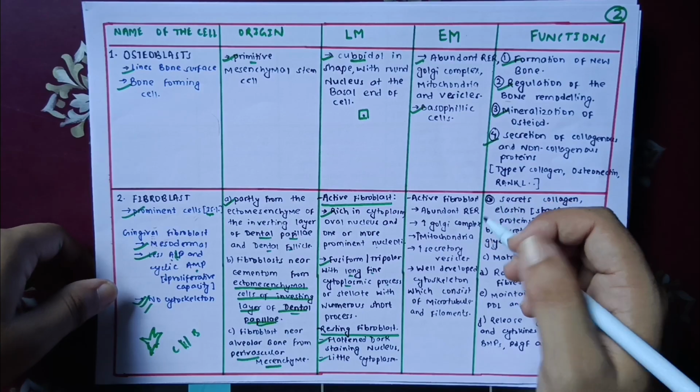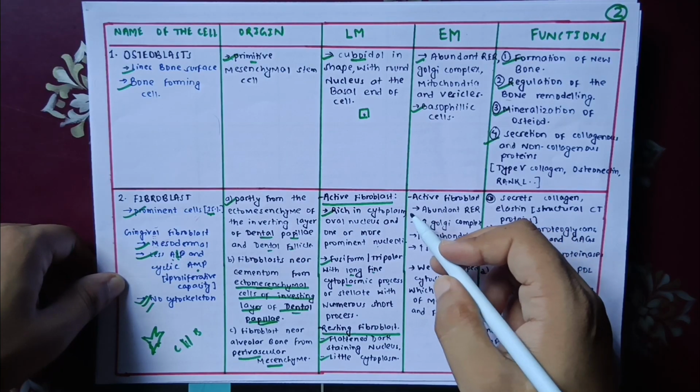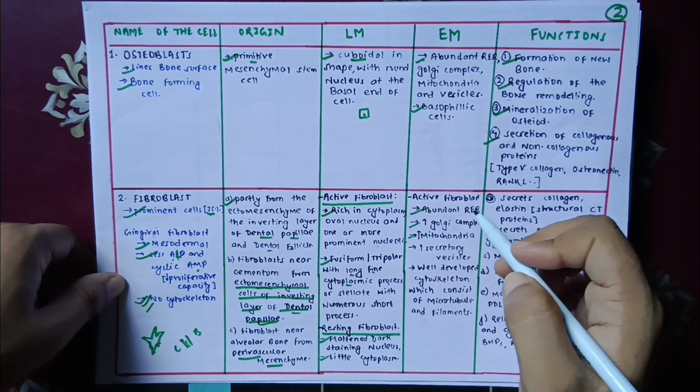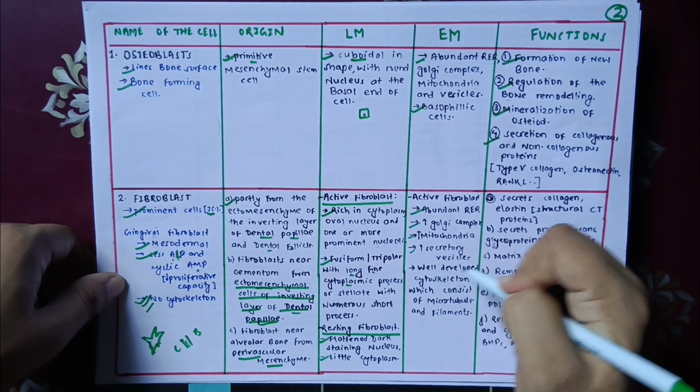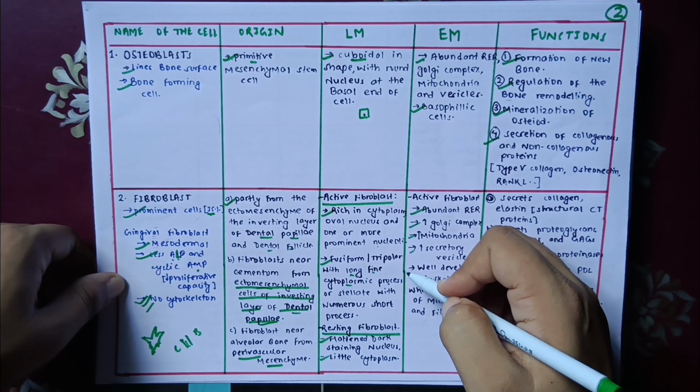And in the electron microscope, we can see abundant rough endoplasmic reticulum, which is similar to that of the osteoblast. The Golgi complex is more prominent, mitochondria are more numerous, secretory vesicles are more, and a well-developed cytoskeleton is also present, which consists of microtubules and microfilaments.